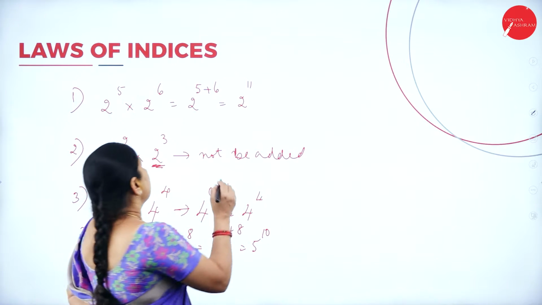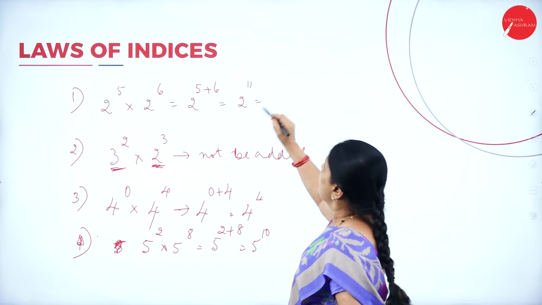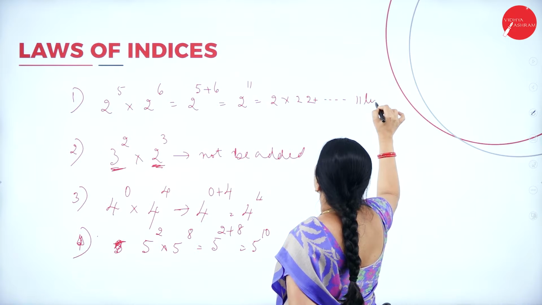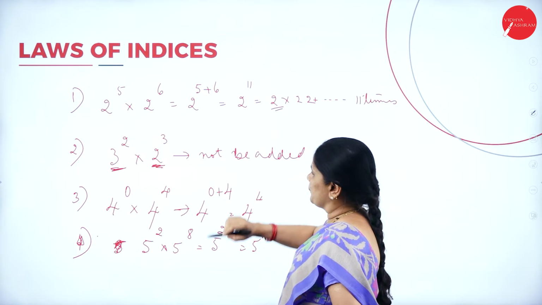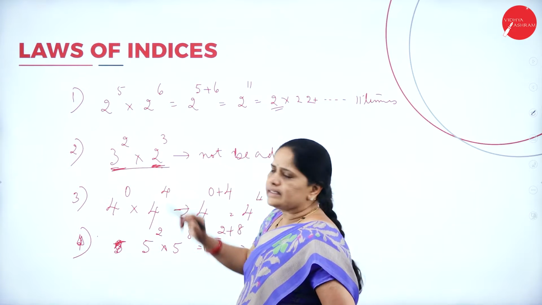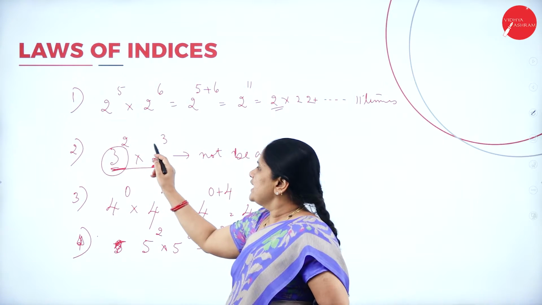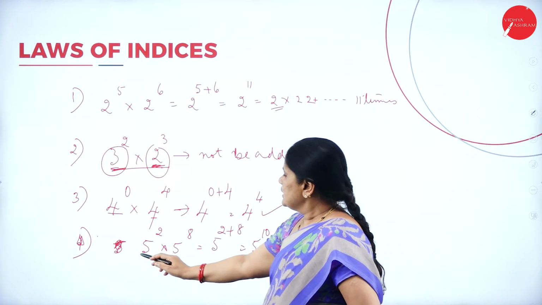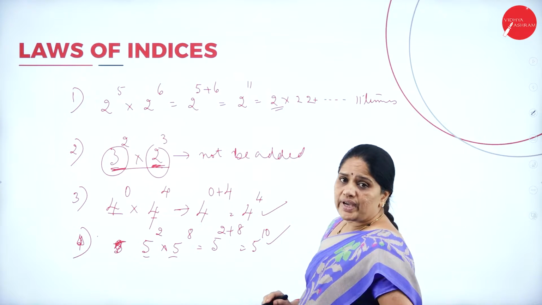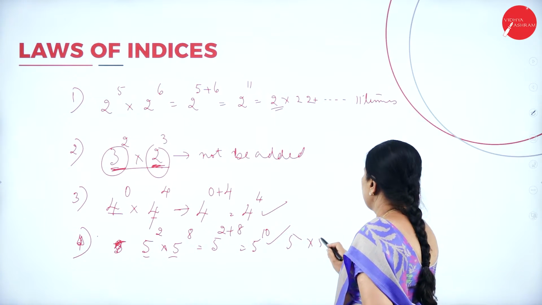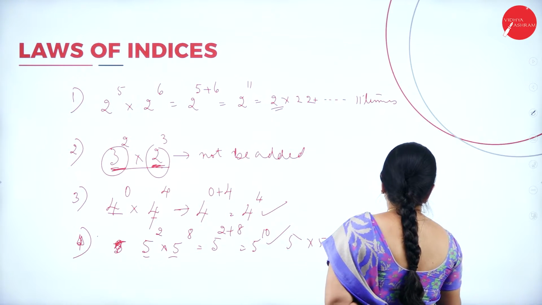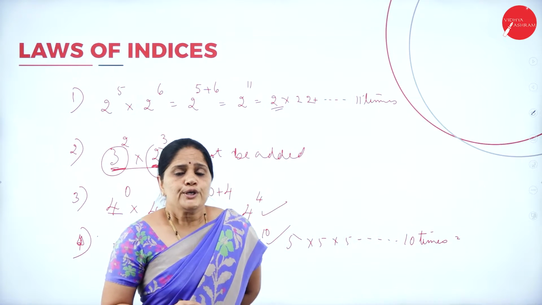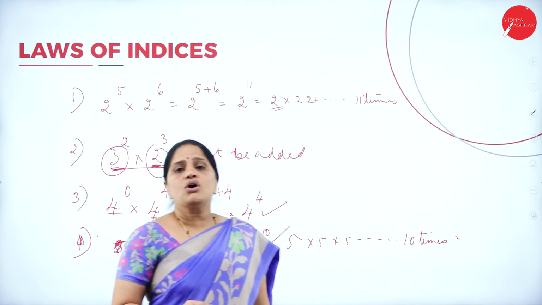Now, if you expand all these expressions, what will you get? It will be 2 into 2 into 2, up to 11 times you have to multiply this 2. But here you cannot add. Why? The bases are different. Here the bases are same, that is why I have added. Here also bases are same, so that is why I have added. So 5 into 5 into 5, up to 10 times it has to be multiplied. Only then we will get the answer. So I hope you have understood the first law of indices.